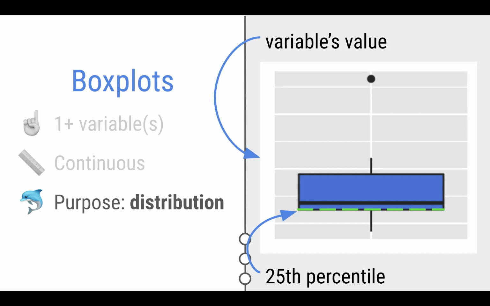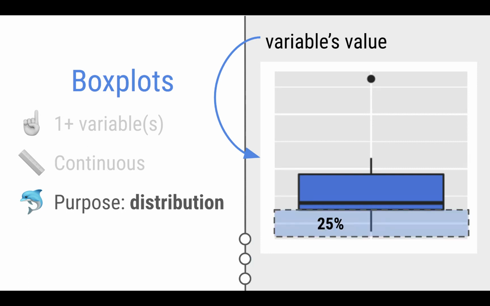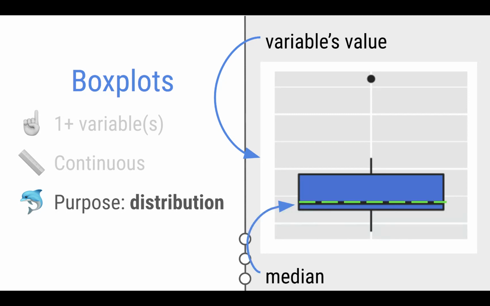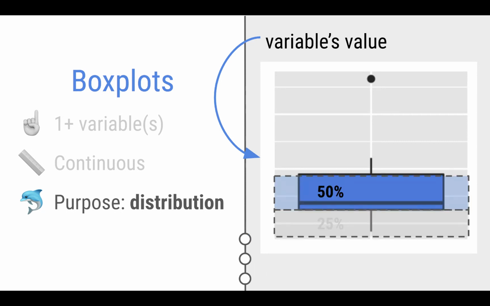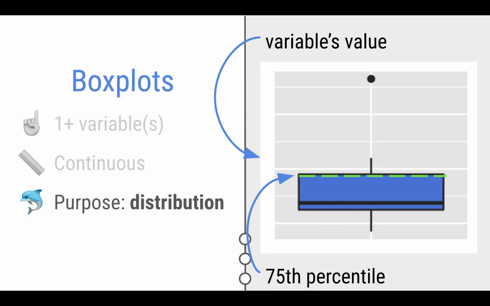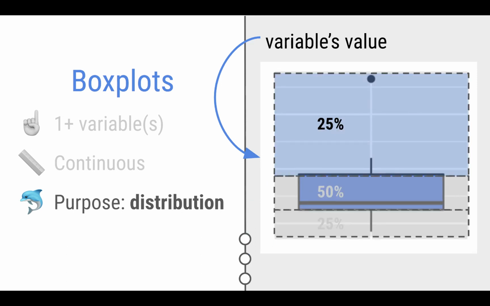So the bottom line here, highlighted in green with this dashed line, represents the 25th percentile of the data. And that means that 25% of the data fall below this point. Then this line in the middle of a box plot represents the median, or the middle point of the data. And the box itself makes up 50% of the data, from the 25th percentile up to the 75th. So that top line of the box is the 75th percentile, which I've highlighted here with that green dashed line. And that means that 25% of the data fall above this point and 75% of the data fall below it.